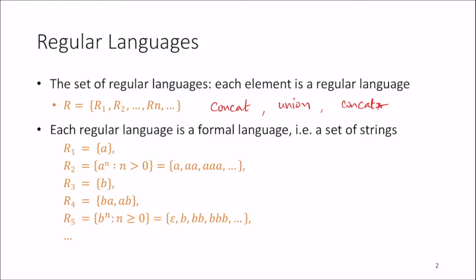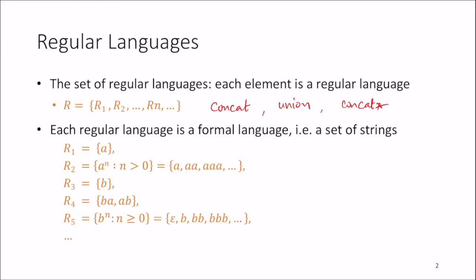So these three operations use the base case, which are just the languages containing just the symbols of the alphabet, and construct new regular languages from those basic elements. So each regular language is just an example of a formal language. So regular languages are a specific kind of formal language. And a formal language is nothing but a set of strings.